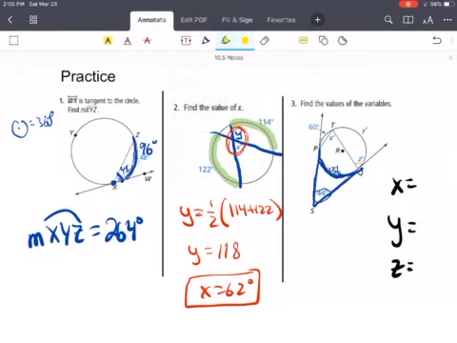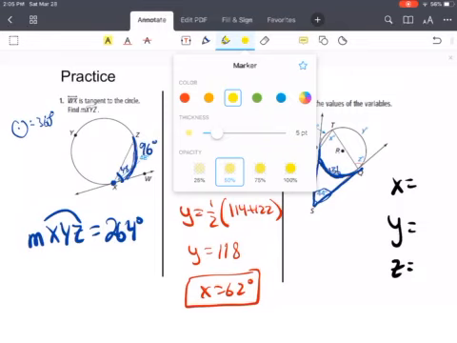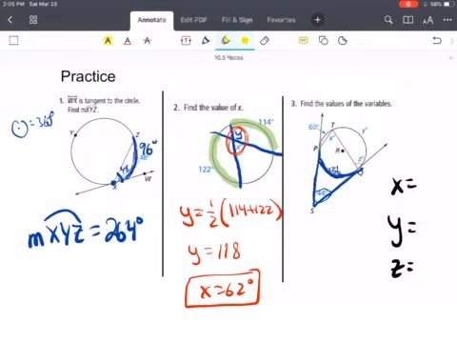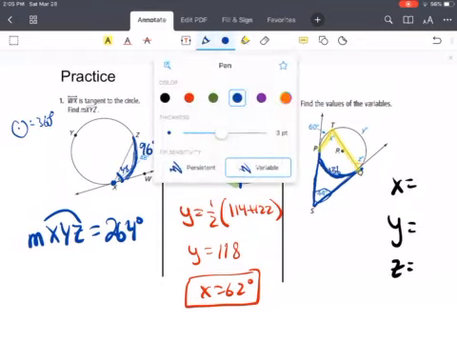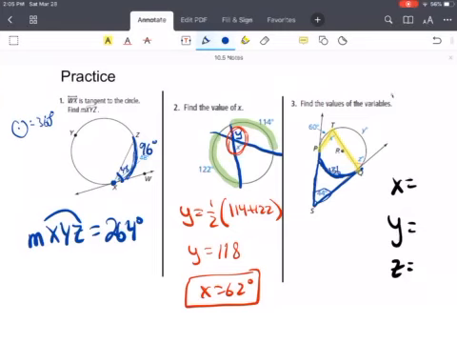Angle X is now an inscribed angle that intercepts that arc. So angle X must be equal to half of that arc, 136, which is 68 degrees.